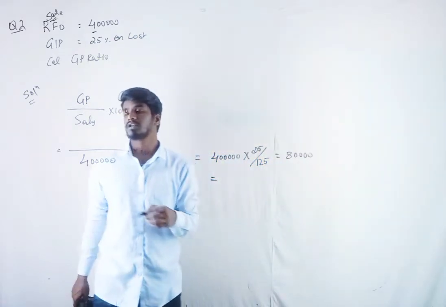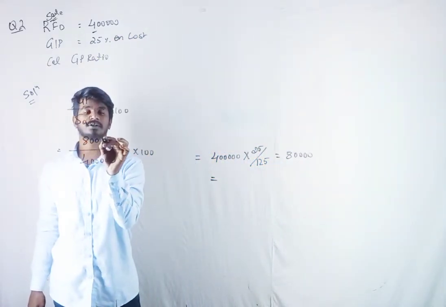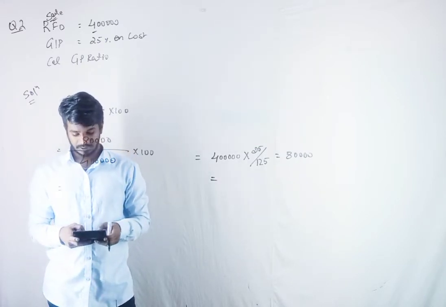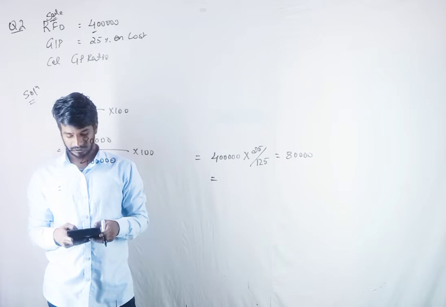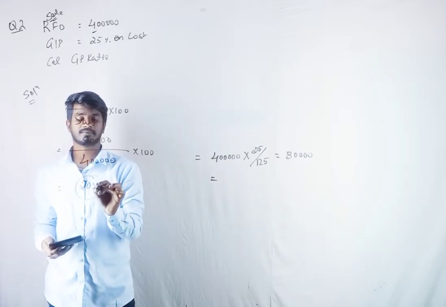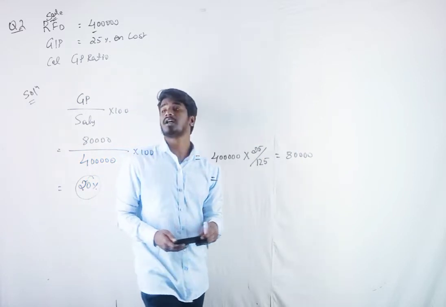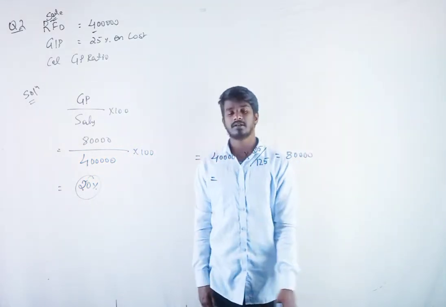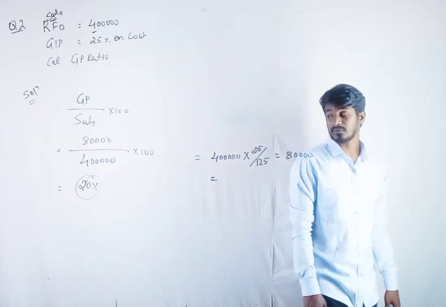80,000 is the gross profit. 80,000 divided by 4 lakh into 100, it comes out 20%. 20% is the gross profit ratio. You can take down the solution.